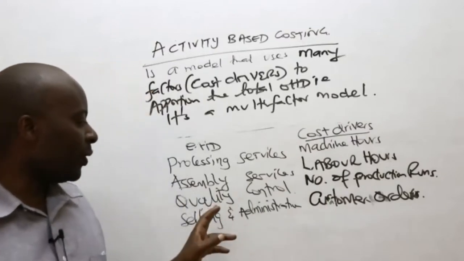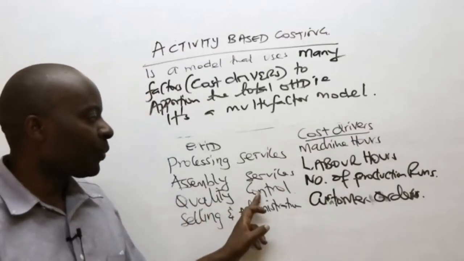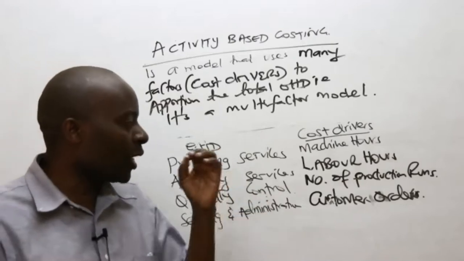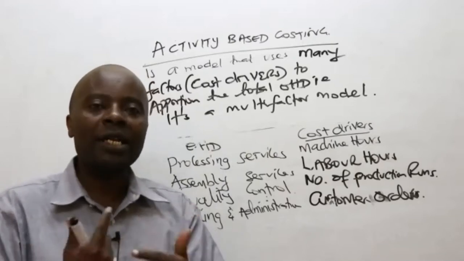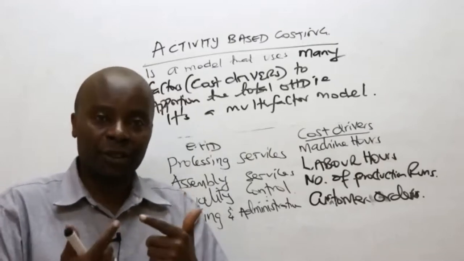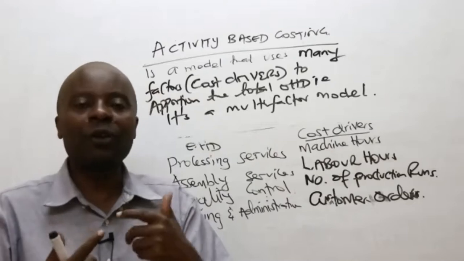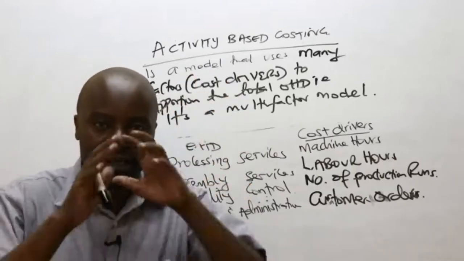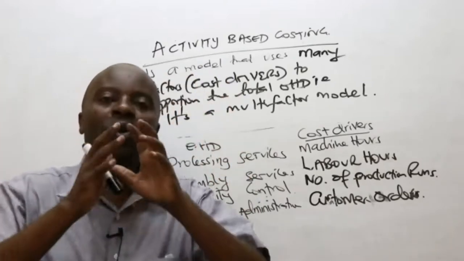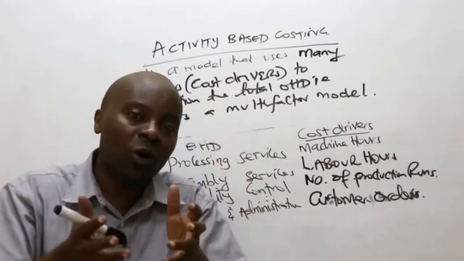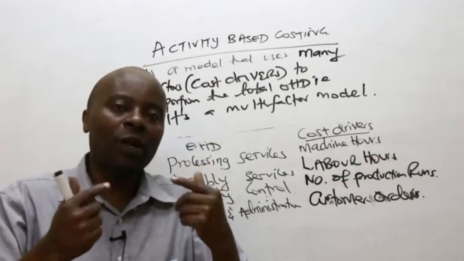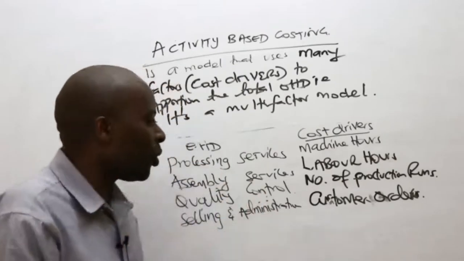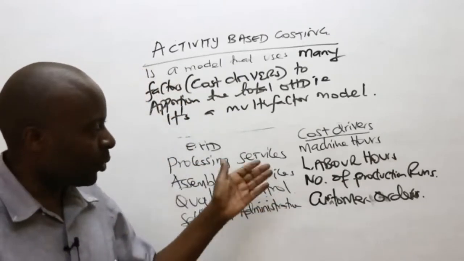And then we have quality control. Quality control, unless you're told otherwise: the more the runs, the more the production, the more the output, and of course, the higher these batch quantities you produce, the more times you'll be calling the inspectors who will come and assess quality. Quality control, normally, we use number of production runs.